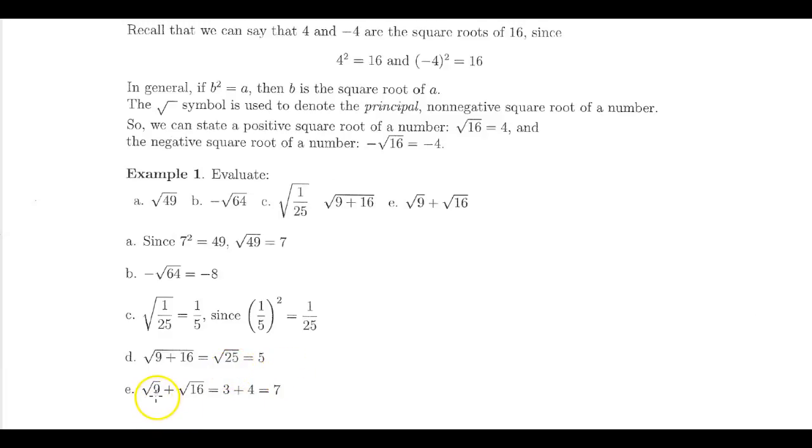And then if we have the square root of 9 plus the square root of 16, we take the square root of 9 first, which is 3, then the square root of 16, which is 4, and 3 plus 4 is 7. So we have a situation where the square root of a sum is not equal to the sum of the square roots. So that's something to keep in mind as we work with these types of problems.